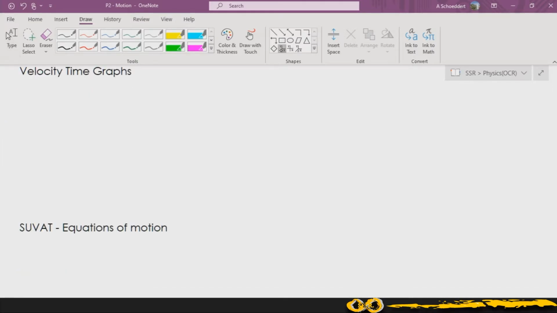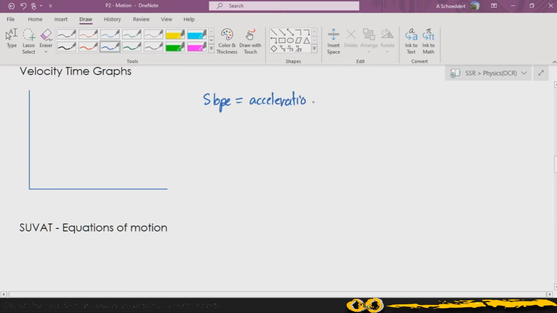Velocity-time graphs are very, very similar to this, except in this case the slope will be the acceleration. If you take a look at this graph, this is an object that is accelerating with a constant acceleration. In section 1, we have a constant acceleration.